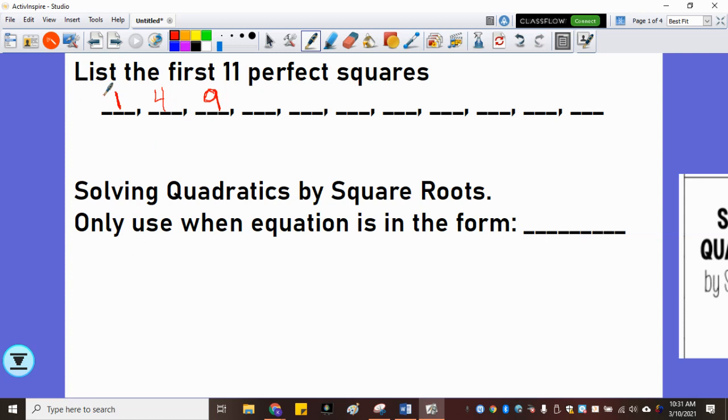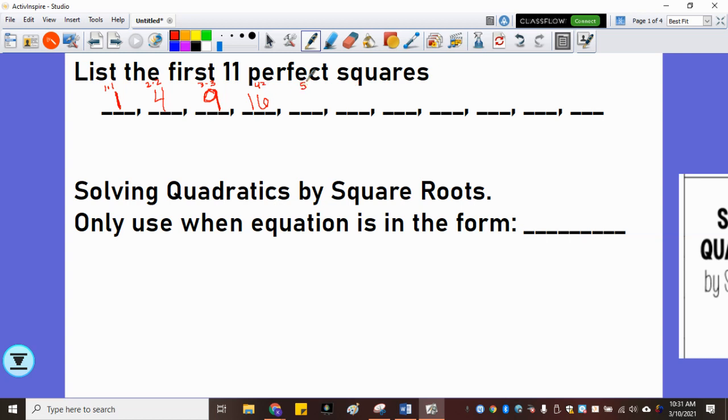1's a perfect square because 1 times 1 gives you 1. 2 times 2 gives me 4. 3 times 3 gives me 9. 4 times 4, 16. Another way of writing it instead of 4 times 4 is 4 squared. So the little exponent of 2.